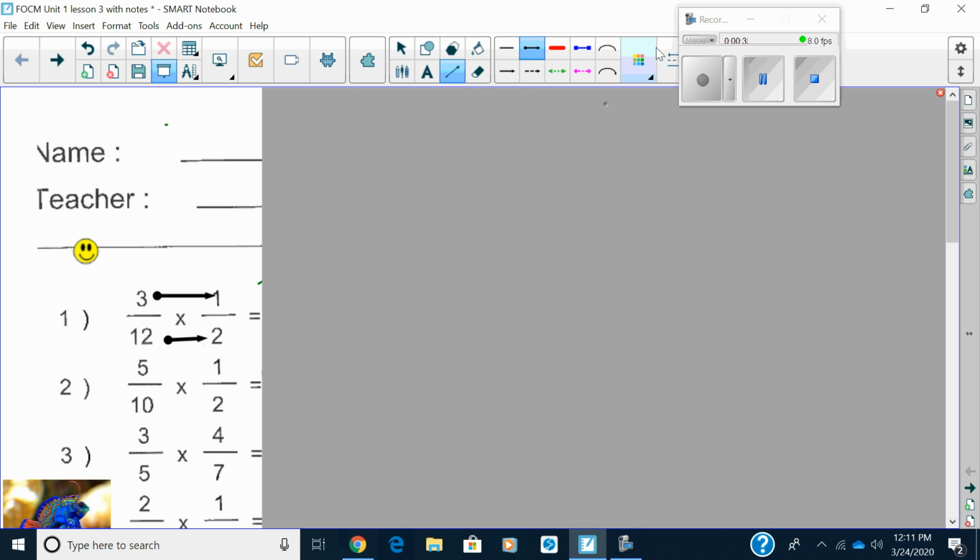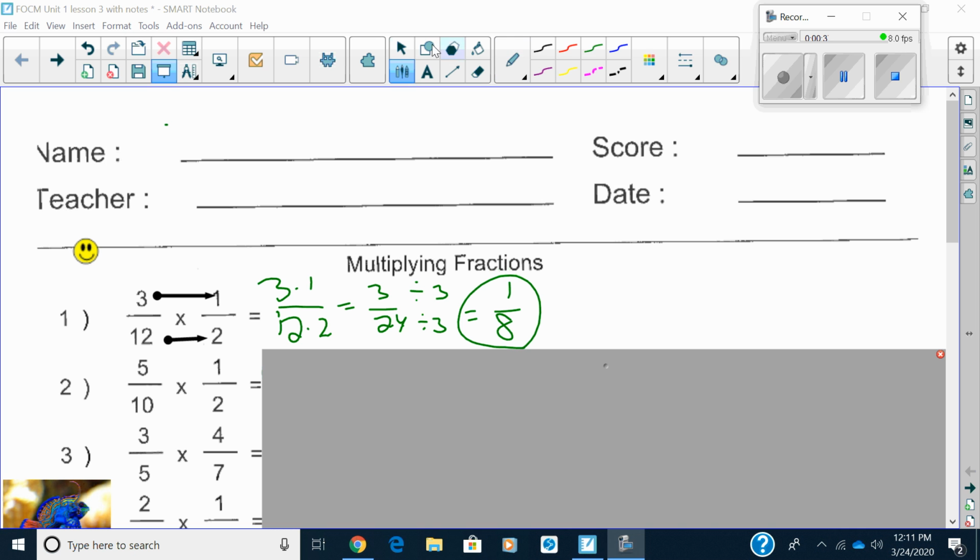You do 3 times 1 and 12 times 2. So what we see here is that 3 times 1 is 3, 12 times 2 is 24. Because 2 plus 4 is 6, and 6 is divisible by 3, that means 24 is divisible by 3 also. So we can divide both numerator and denominator by 3 and get 1/8.